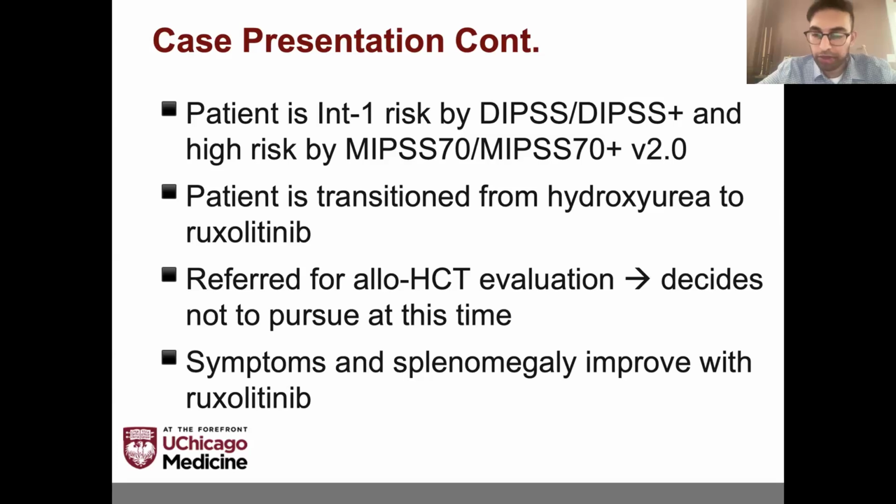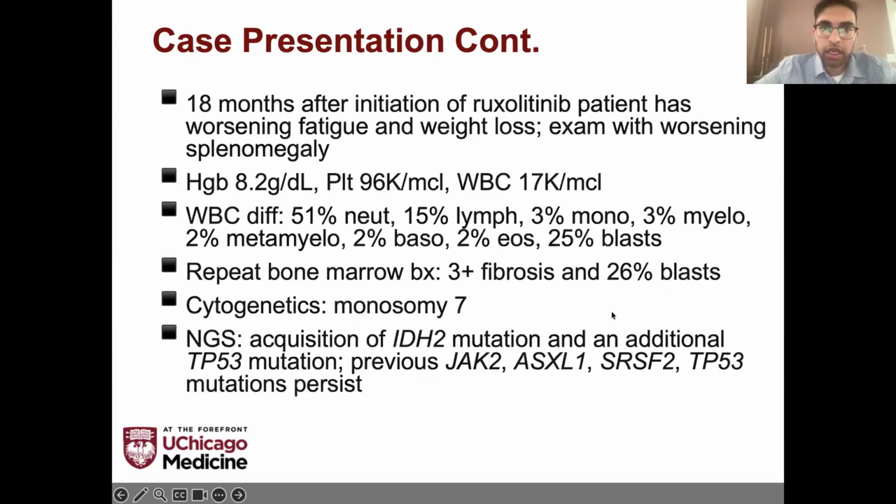And the patient feels much, much better with the initiation of ruxolitinib. The patient is on ruxolitinib for about 18 months, and unfortunately, symptoms return. This time around, the patient has worsening anemia, a hemoglobin of 8. Platelets are now low at 96,000.